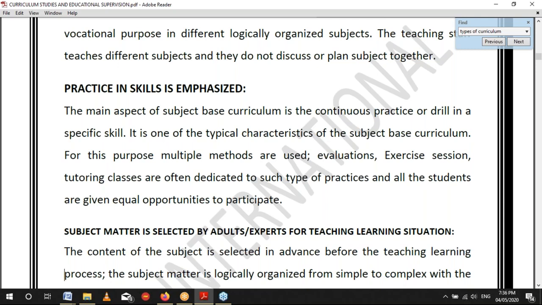Number two, criticism. The subject-based curriculum ignores the interests and activities of the learner. They accuse subject curriculum that it ignores the interests and the activities of the learner. Number three, the course content of subject-based curriculum is not logically organized and cannot be effective in the teaching and learning process. Something that is not organized properly can never be effective.